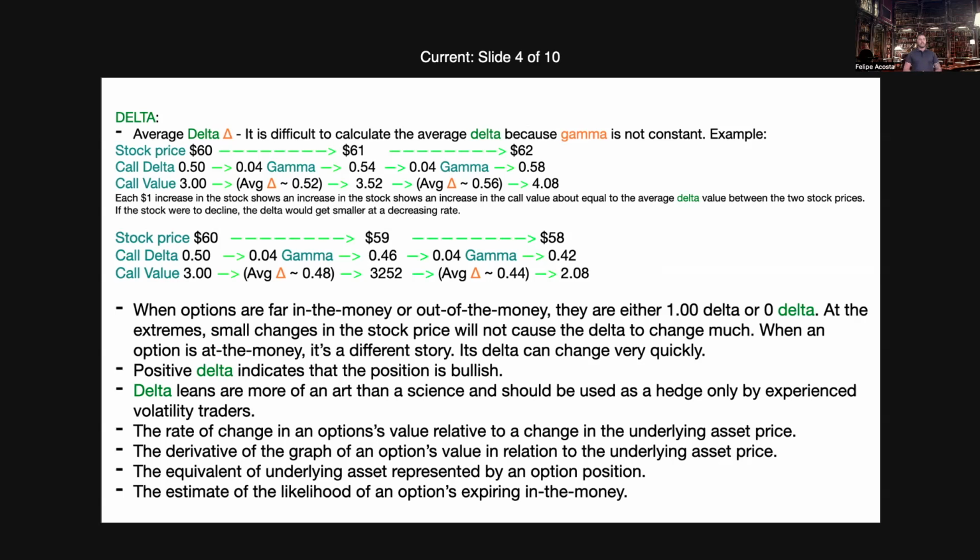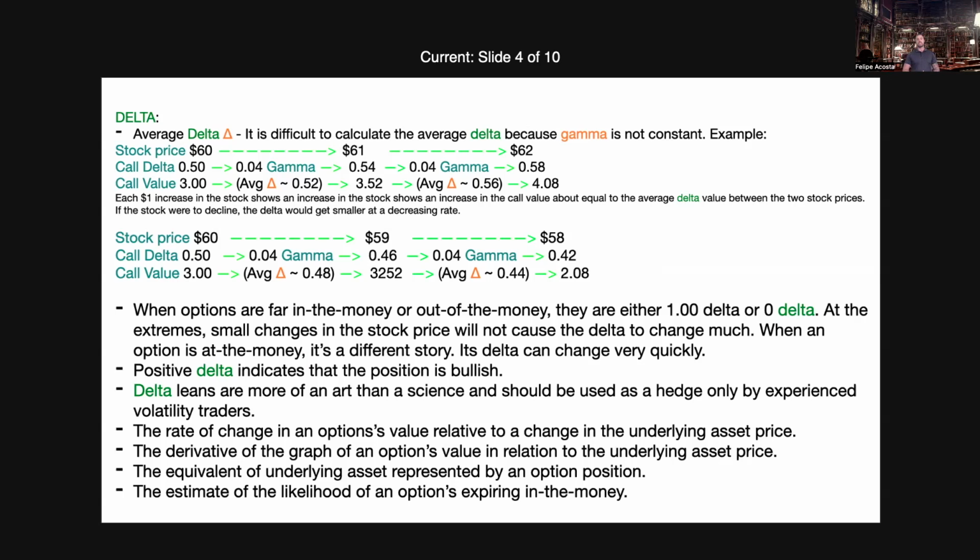So in the opposite scenario, or an opposite example, where now the stock goes from $60 to $59, in this case, the delta again is influenced by gamma, right? So in this case, we subtract gamma from the delta. So the call's delta starts at 0.50, gamma's 0.04. So in this case, we subtract gamma from the delta.